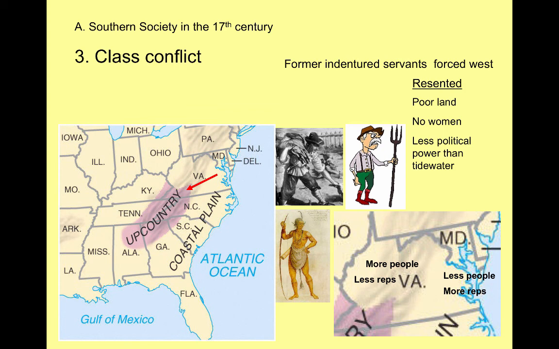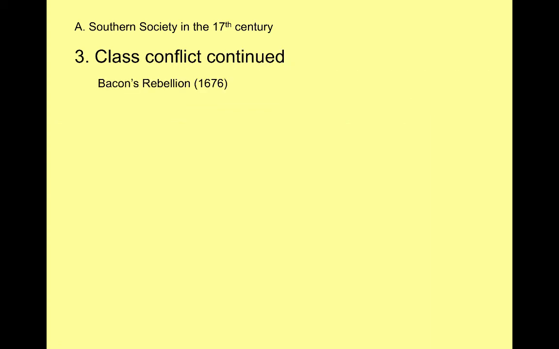The poor people are going to move out west looking for new opportunity, new land, and they're going to resent the power and privilege of the East Coast elite. And we'll see this, like I said, again and again as we go through this course.